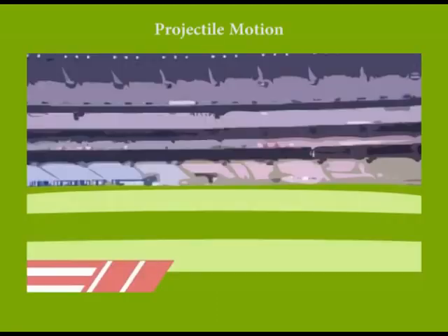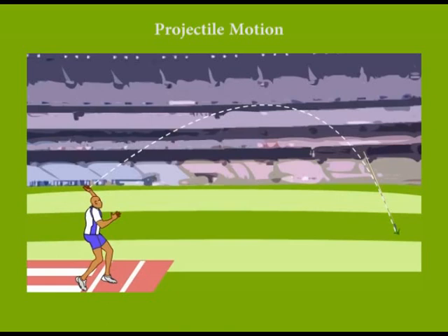Today we look at projectile motion. Observe the athlete throwing a javelin. The javelin follows a curved path and lands on the ground. Such objects like javelin that move along a curve determined by gravity and air resistance are called projectiles. The path followed by a projectile is called a trajectory.